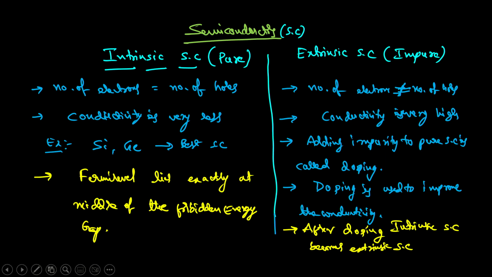What is doping? Doping is nothing but adding impurity to a pure semiconductor. So what is the necessity of doping? Doping is used to improve the conductivity. After the doping process, the pure semiconductor becomes an impure semiconductor. That means the intrinsic semiconductor is converted into an extrinsic semiconductor.